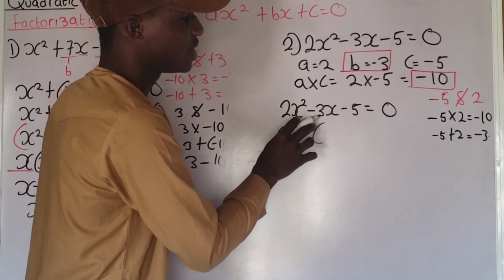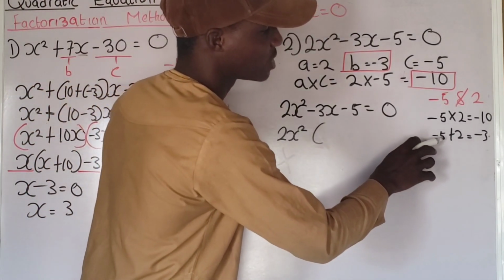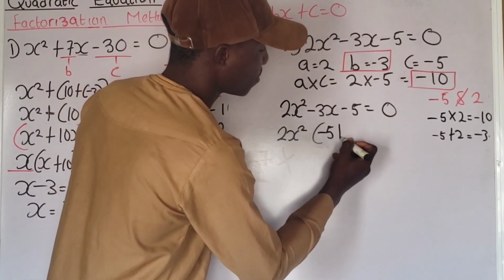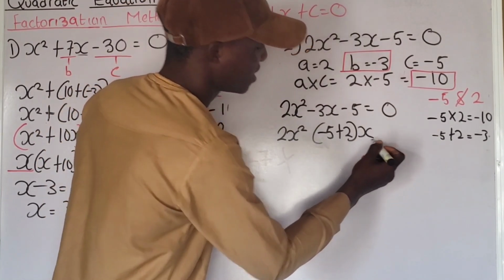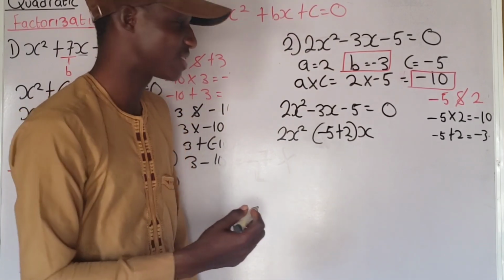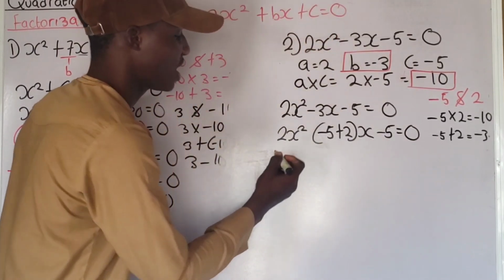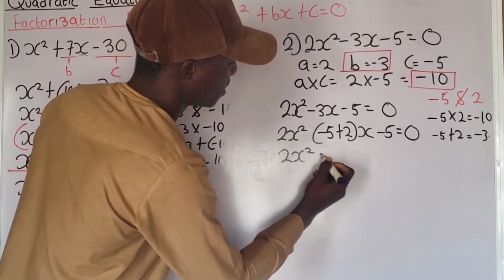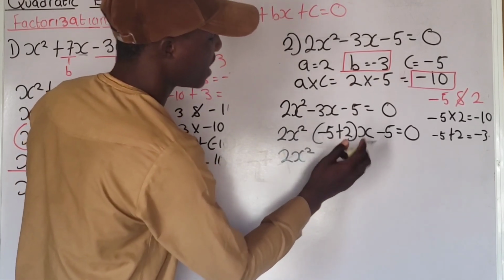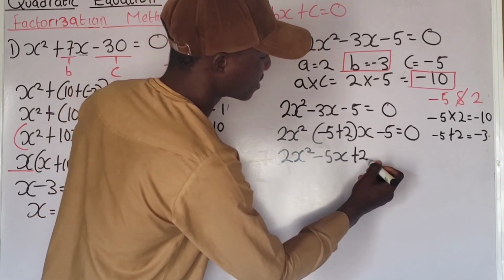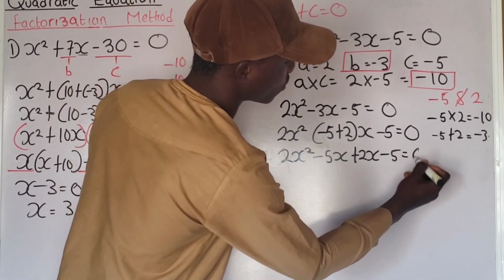So, just open the bracket. Instead of negative 3x, I'm going to replace it with negative 5 plus 2 in bracket, times x. Do you understand? That's it. Minus 5 equals 0. So here I'm going to have 2x squared, negative 5 times x, that is negative 5x, plus 2 times x, that is plus 2x, minus 5 equals 0.